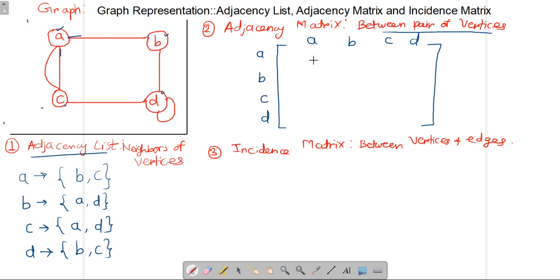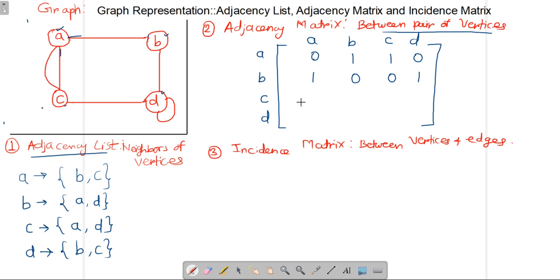We'll check if an A to A connection is there, no, so 0. A to B, A is connected to B, so 1. A is connected to C, yes, so 1. A is connected to D, no, so 0. B is connected to A, that is B to A connection, yes. B to B, no. B to C, no. And B to D, yes, B is connected to D.